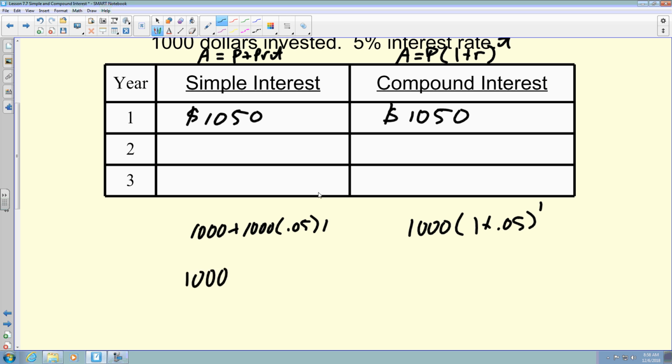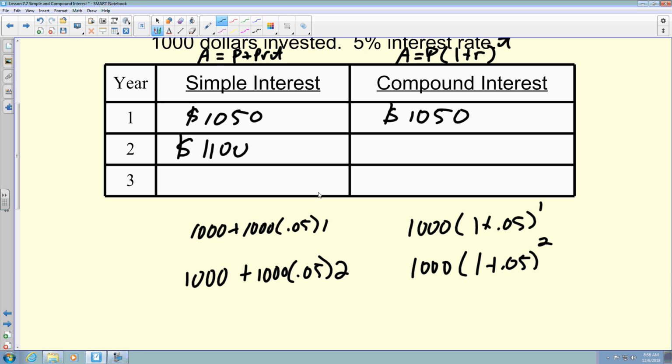So now I got 1,000 plus 1,000 times 0.05, and it's times 2. I multiply that out, I get $1,100. Now, if I go to the compound interest, I get 1,000 times 1 plus 0.05 raised to the second power. So 1.05, when I square it, I get 1.1025. Then that gets multiplied by 1,000, and I get $1,102.50. So a little bit more money is in your account with the compound annual interest after 2 years.